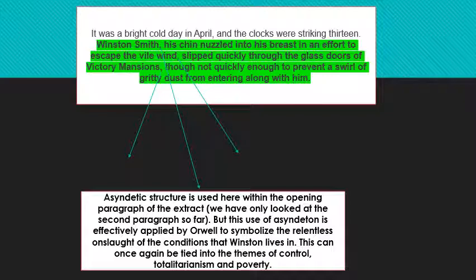And don't forget, we've always got to attach meaning to that. So the asyndetic structure here is used within the opening paragraph. But this use of asyndetic is effectively applied by Orwell to symbolise the relentless onslaught of the conditions that Winston lives in. And this can once again be tied to the themes of control, totalitarianism and poverty. And this is where, in a snapshot, very, very quickly, you can start to bring all of these themes together. It will be far too overwhelming to not break it down into these steps. So if you follow these steps, you'll get more comfortable at each stage making the annotations before you even start your response.